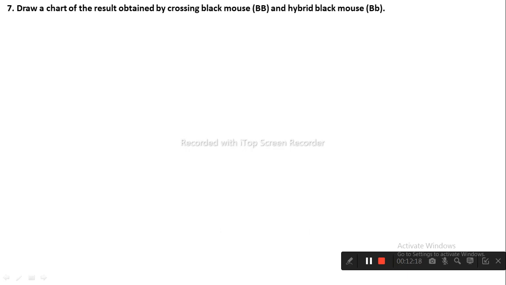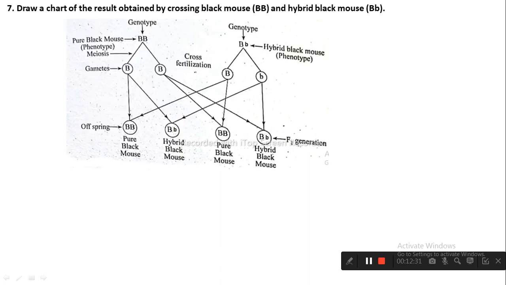Next one, draw a chart of the result obtained by crossing a black mouse, capital B capital B, and a hybrid black mouse, capital B small b. So here is a chart showing the cross between the pure black mouse and the hybrid black mouse. So while crossing the pure black mouse and the hybrid black mouse, two pure black mice and two hybrid black mice are formed in the F1 generation.